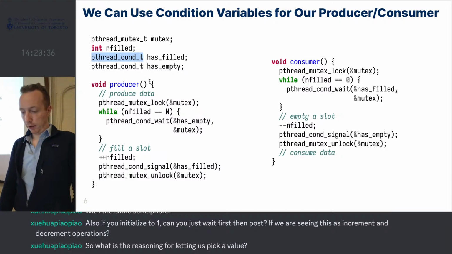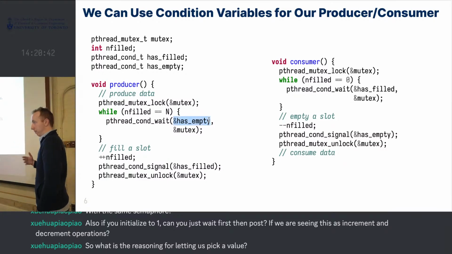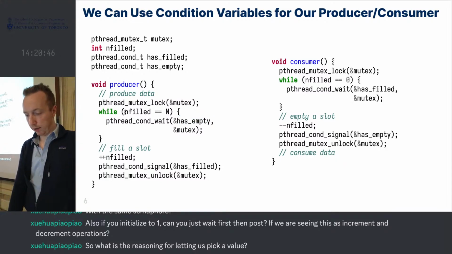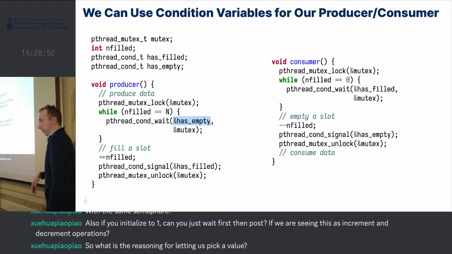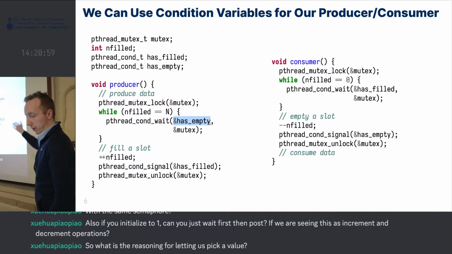So there is a queue for producer threads. The producer threads go into this has empty queue. Wait essentially puts yourself to sleep and adds you to the queue. So in this, I check if all the slots are filled. If all the slots are filled, I put this producer thread to sleep in this has empty queue. And as many of them will go into this queue.